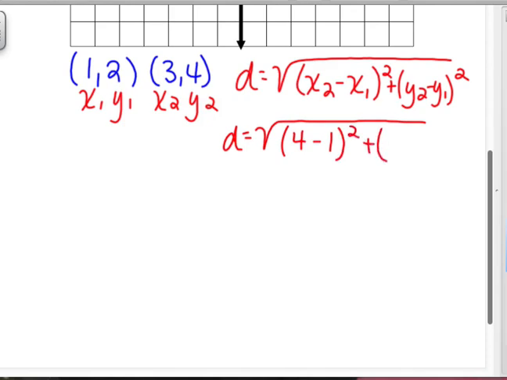y2. Uh-oh, I wrote the wrong number. After I told you to be careful, then I went and made a mistake. Well, I guess that happens. That's supposed to be a 3. That looks better. For this one, y2 is 4 minus y1, which is 2. And I'm going to square that.